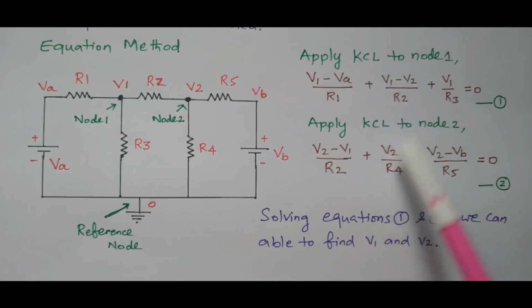Now we have 2 equations. By solving equations 1 and 2, we are able to find V1 and V2. Right? So nodal analysis means we find the node voltages by applying Kirchhoff's current law. This is the equation method. One more method is available, the matrix method. Now we'll see this matrix method.